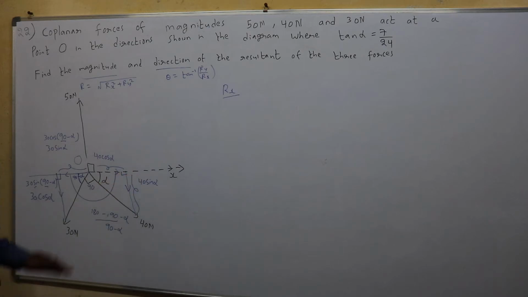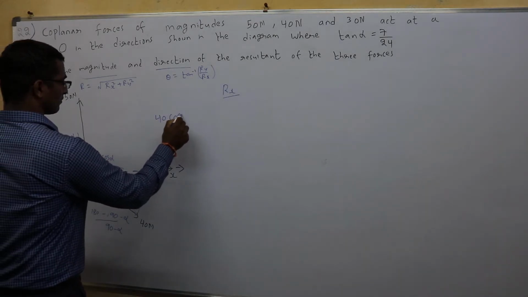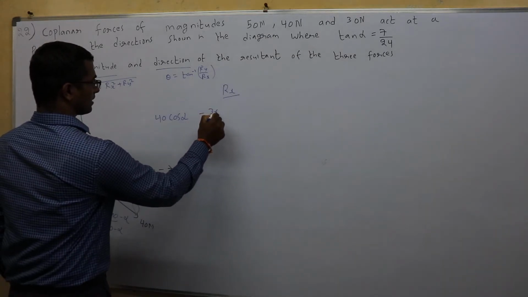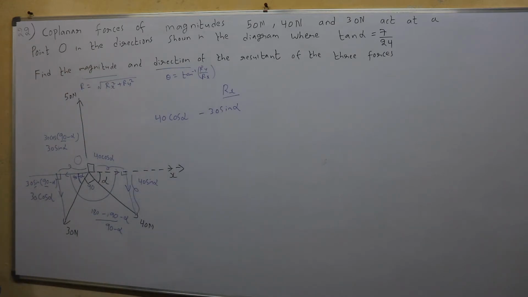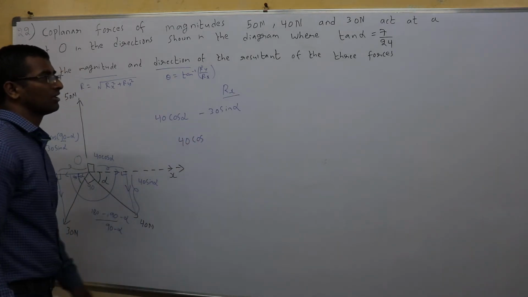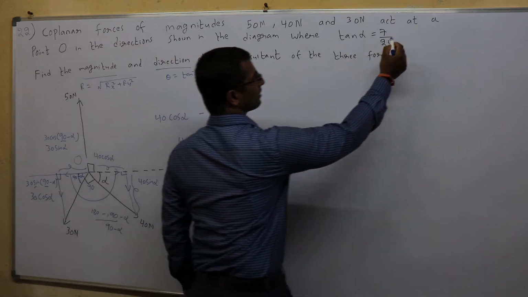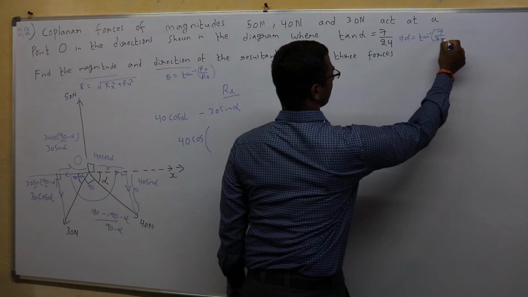Let us write Rx. What all are acting in the positive x-axis? This one, 40 cos alpha. And what is acting in the negative x-axis? 30 sin alpha. So minus 30 sin alpha is your Rx. How much is alpha given? 40 cos, you could have taken directly there. In place of alpha, how much will I get? Tan inverse 7 by 24.